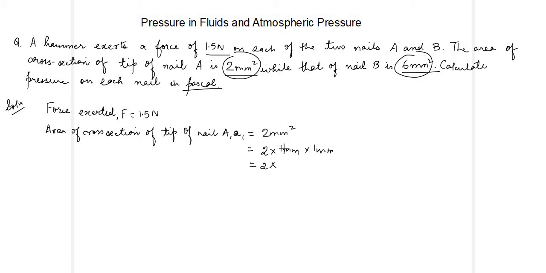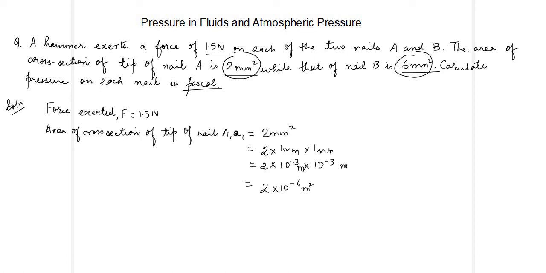2 into, now we will convert 1 millimeter into meter. So 1 millimeter is 10 to the power minus 3 meters. Similarly, again you have a 1 millimeter, it is 10 to the power minus 3 meters. So here also meter, here also meter I got. Finally, you can write 2 into 10 to the power minus 6. Now this meter into meter I have written as meter square.